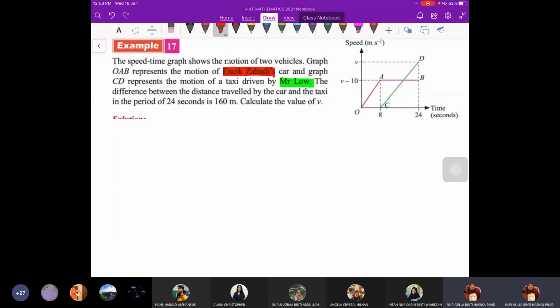Okay. The difference between the distance travelled by the car and the taxi in the period of 24 seconds is 160 meters. Dia cakap pasal distance. Jadi rasa-rasanya dia adalah area under the graph. Okay. Calculate the value of V. Senang je lah. Because the difference adalah 160 meter. So you cari je, calculate dulu distance.